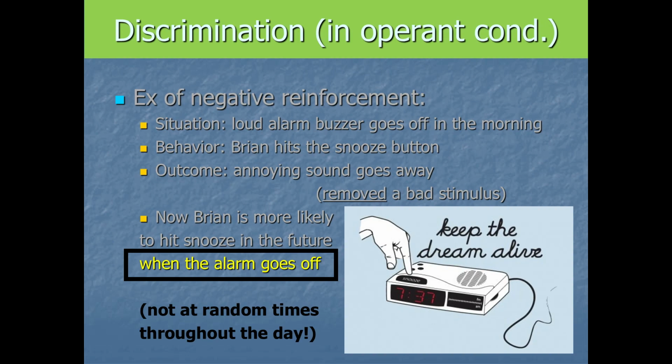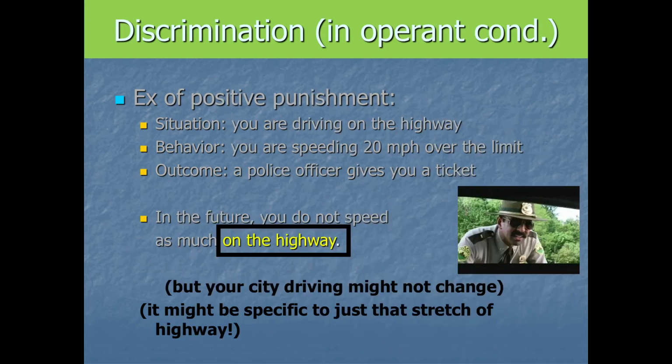Or for negative reinforcement, I gave the example of hitting the snooze button on an alarm clock, a behavior which removes a stimulus, it removes something annoying. That success increases the probability of that behavior of hitting the snooze button in the future, but only when the alarm goes off, not at random times throughout the day. I don't stand up after finishing my lunch and go press the snooze button for no reason, right? The behavior only happens in a specific context.